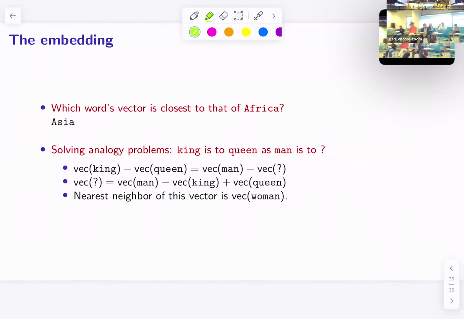Okay, so that's all I was going to talk about. So nearest neighbor and then some of these embeddings. Okay, so any questions for me before you guys take off?